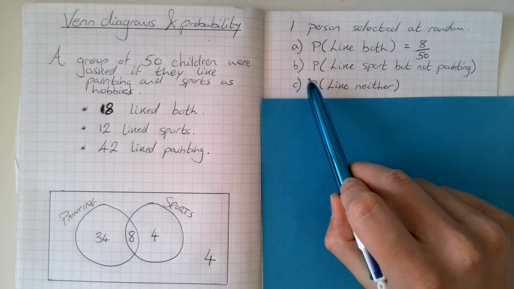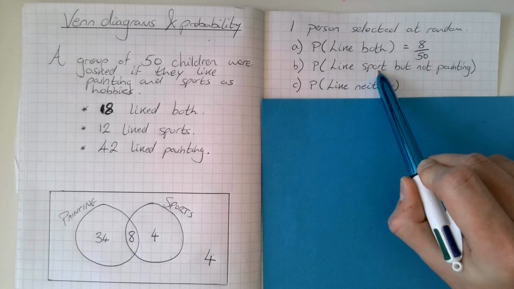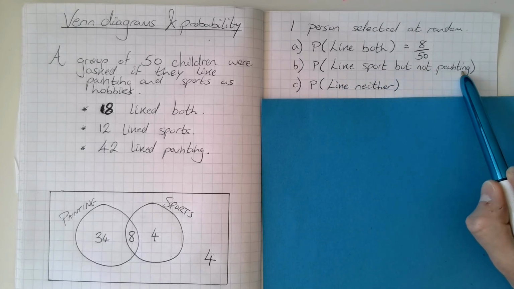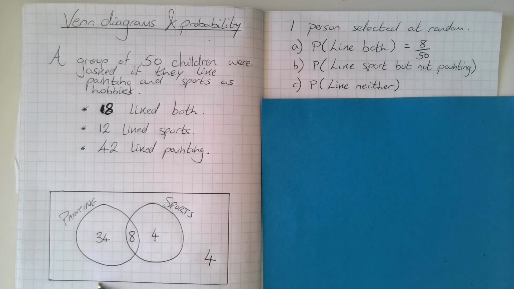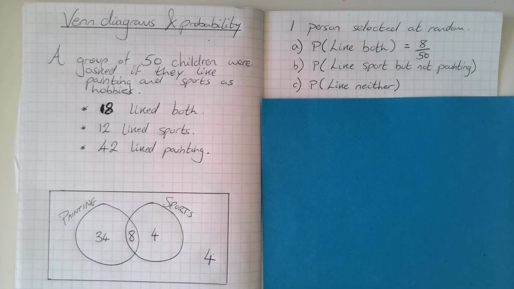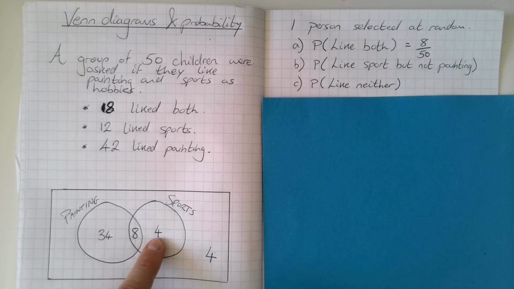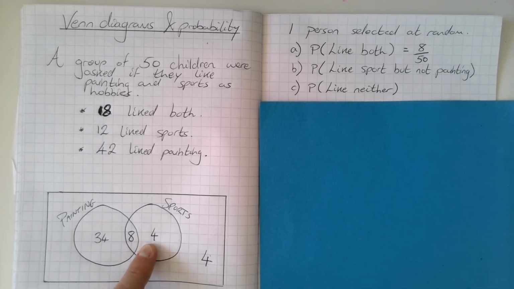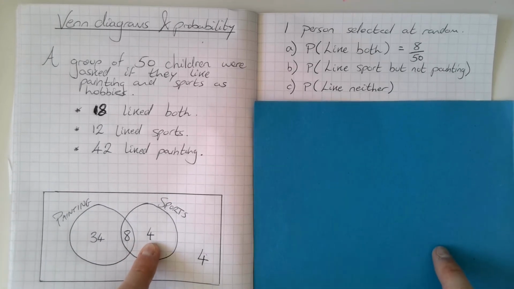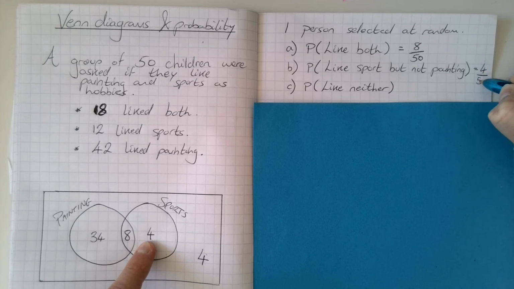Okay, question B says, what is the probability that the person likes sport but not painting? So which of these sections holds the people that like sport but not painting? Well, it's this little bit in here. It's this little bit with 4 people in. These are the people that like sport but not painting. So the probability that I select one of these people at random would be 4 out of 50, because there are 50 people altogether.